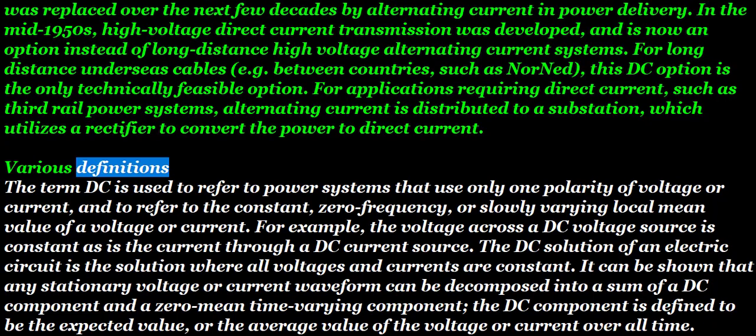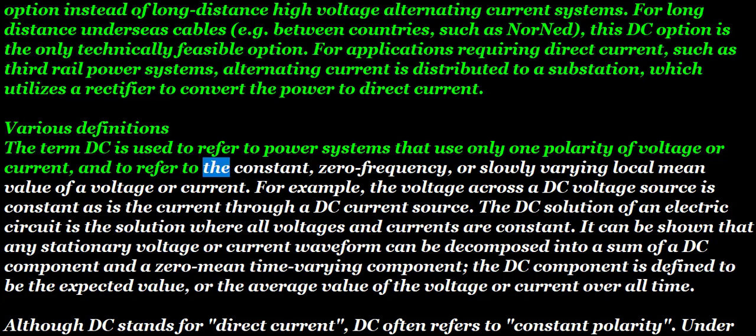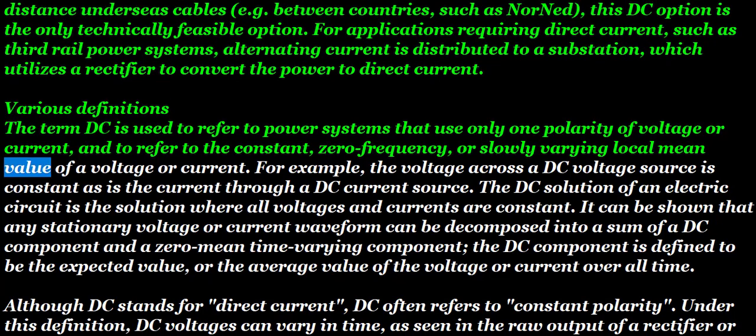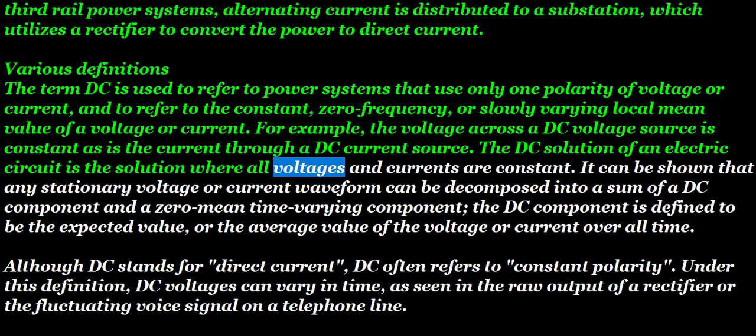Various definitions. The term DC is used to refer to power systems that use only one polarity of voltage or current, and to refer to the constant, zero frequency, or slowly varying local mean value of a voltage or current. For example, the voltage across a DC voltage source is constant, as is the current through a DC current source. The DC solution of an electric circuit is the solution where all voltages and currents are constant.